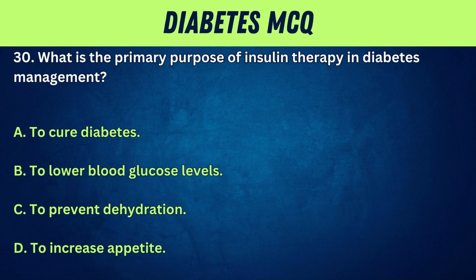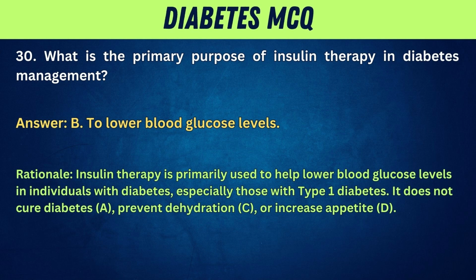30. What is the primary purpose of insulin therapy in diabetes management? A. To cure diabetes. B. To lower blood glucose levels. C. To prevent dehydration. D. To increase appetite. Answer: B. To lower blood glucose levels.